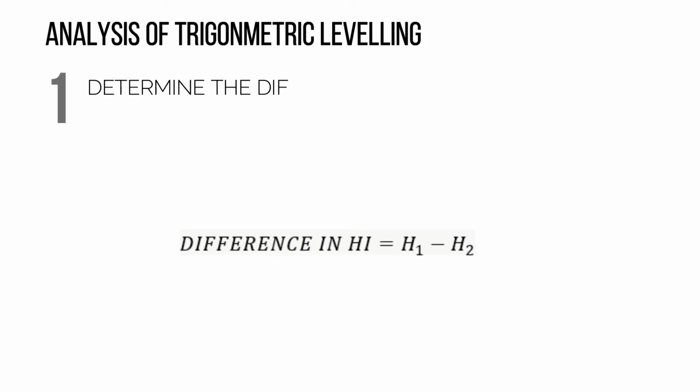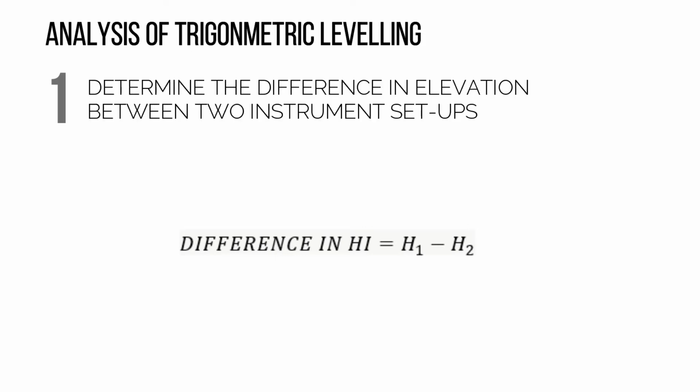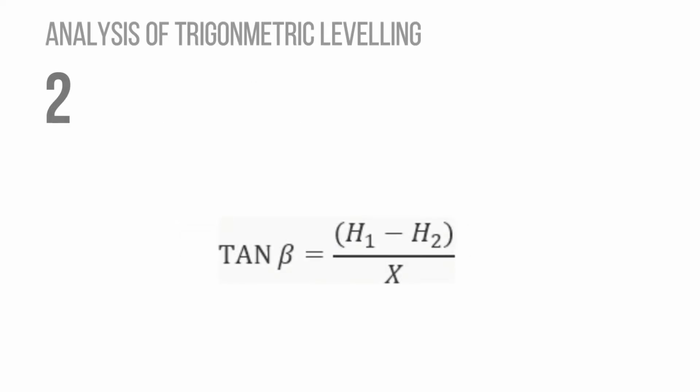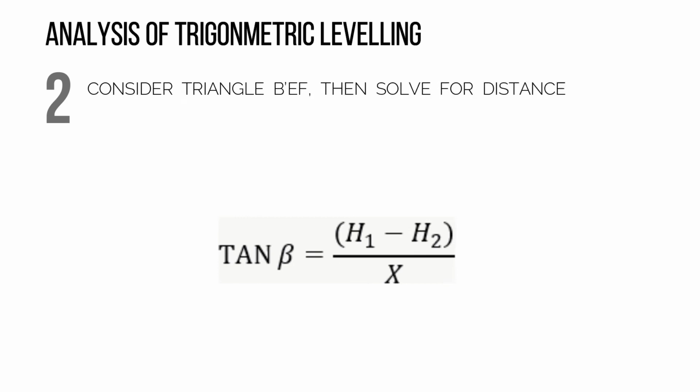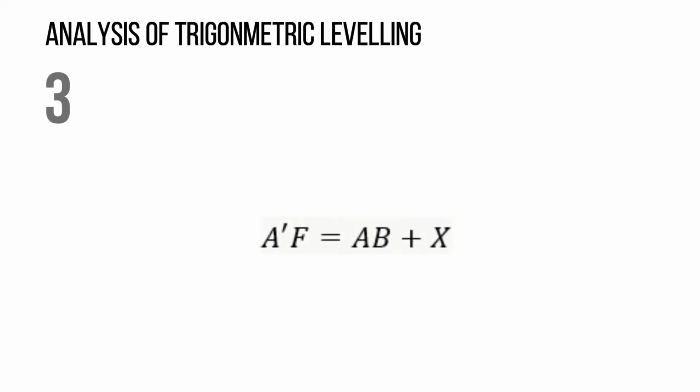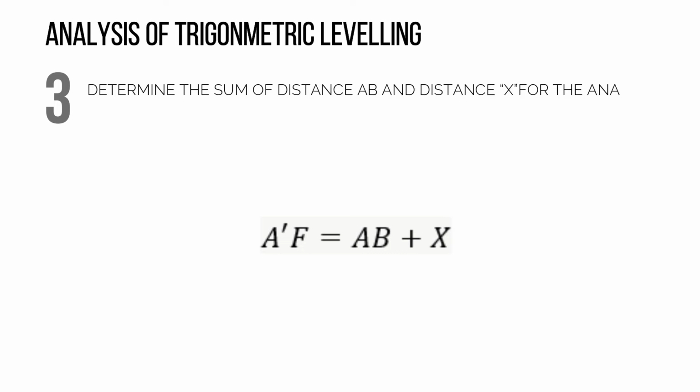Determine the difference in elevation between two instrument setups. Difference in elevation is equal to h sub 1 minus h sub 2. Consider triangle B prime EF, then solve for distance x using the tangent function. Tangent of beta angle is equal to h sub 1 minus h sub 2 over x. Then, determine the sum of distance AB and distance x for the analysis of the oblique triangle A prime FD. So the formula is A prime F is equal to AB plus x.